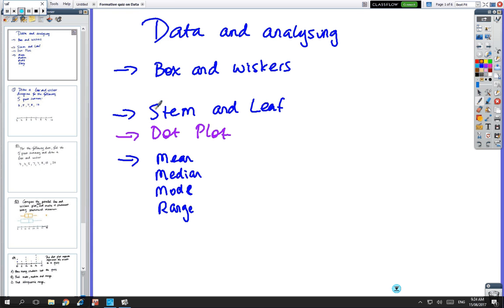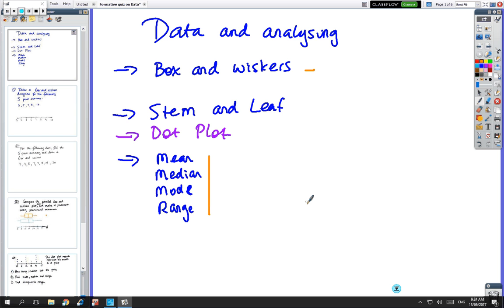Okay, in this video we're going to be looking at a review of data and analysing data. The main ones we're looking at are box and whiskers, and we'll do a quick stem and leaf and a dot plot, and we will go over the mean, median, mode and range.